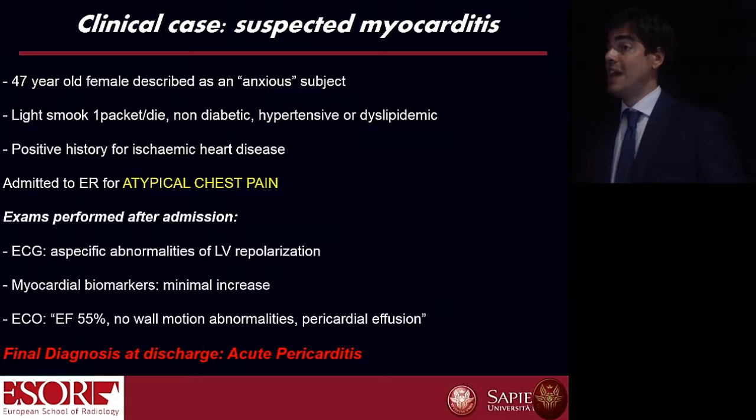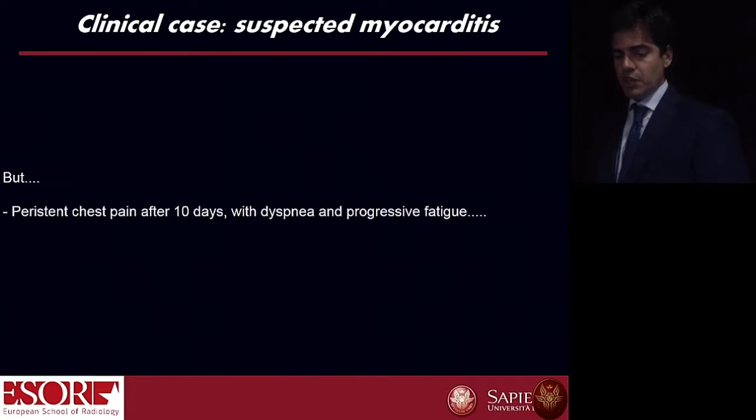So the diagnosis she had at the beginning was acute pericarditis, and that was all. The patient was sent home: don't worry, take indomethacin, take appropriate drugs, you have an acute pericarditis, nothing more to say. The problem is that it was the Christmas period of 3 years ago.